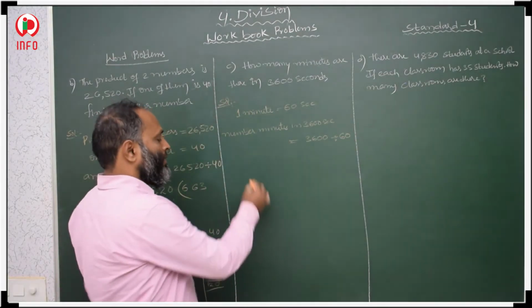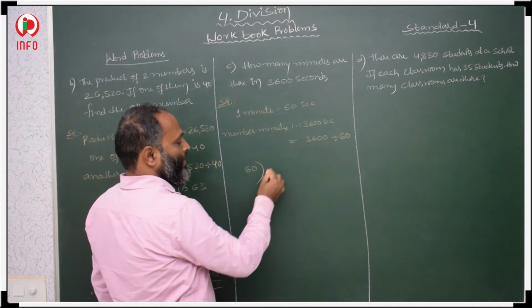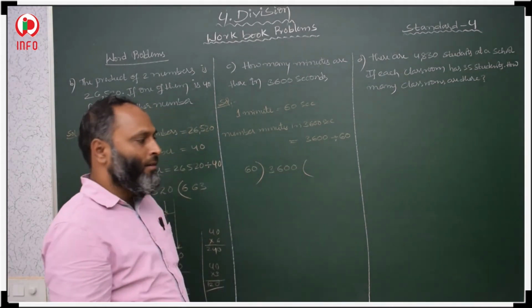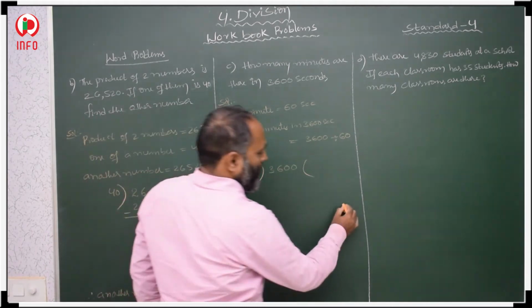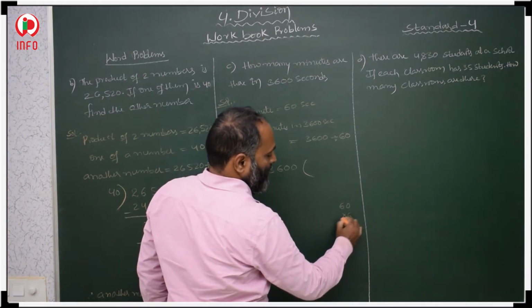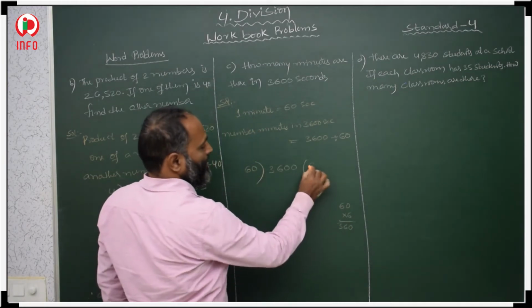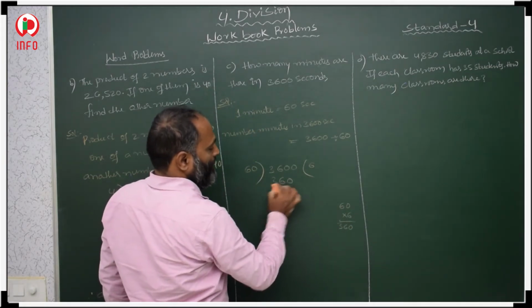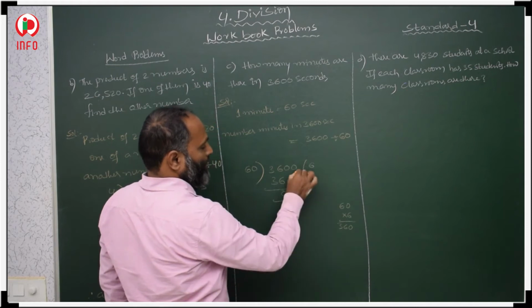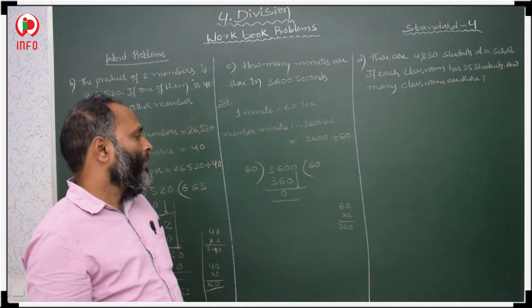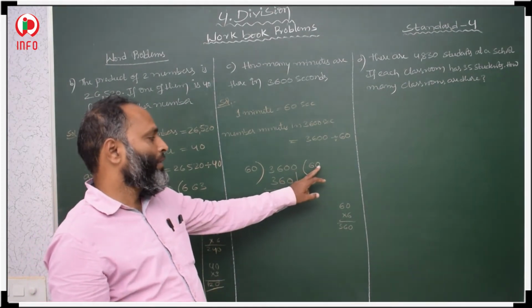It means 60 divides 3,600. 60 into 6, 6 6 36. 66 360. Here the answer is 0. Here 1 is 1, 0 is left, that 0 we have to keep here. So whatever 0 is left, that 0 we have to keep here.